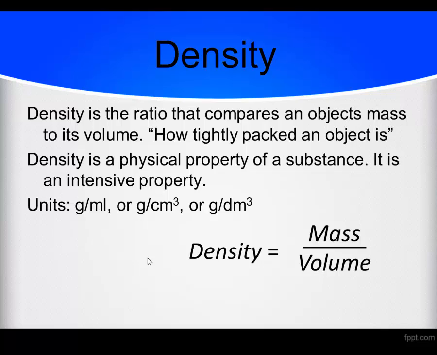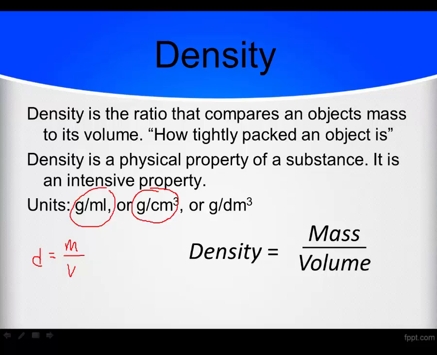Units of density wind up being grams per milliliter. Make a note here. Grams per milliliter and grams per cubic centimeter are the same thing because a milliliter is a cubic centimeter. Grams per cubic decimeter is different. You got the equation here, density equals mass over volume.